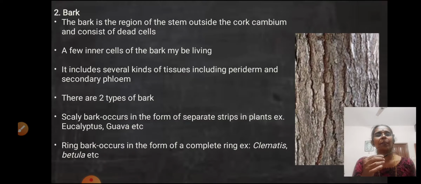So next, coming to the bark. The bark is the region of the stem outside the cork cambium and consists of dead cells. A few inner cells of the bark may be living. It includes several kinds of tissues, including periderm and the secondary phloem. There are two types of bark, namely the scaly bark and the ring bark. Scaly bark comes out in the form of separate strips in plants. Examples are eucalyptus and guava plants. Ring bark occurs in the form of a complete ring. Examples are Clematis, Betula, etc.